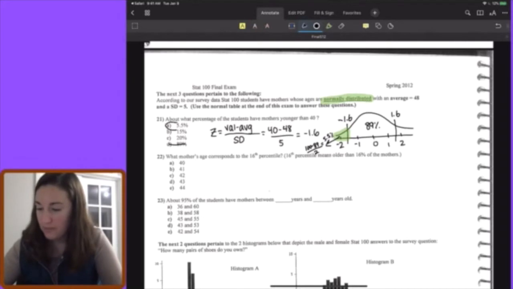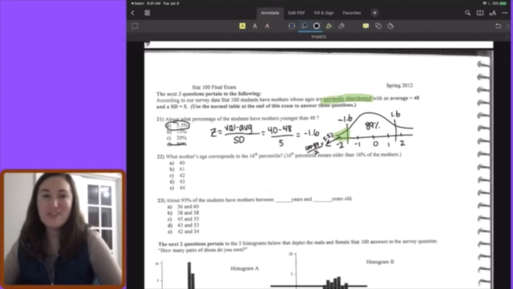So 5.5% of the class has mothers younger than 40, at least in 2012, that was the case.